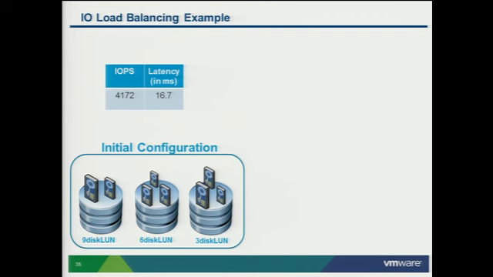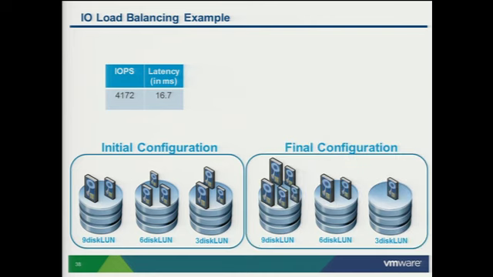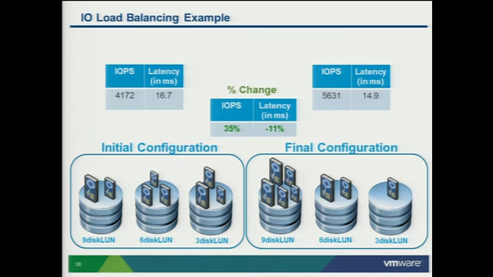Storage DRS determines from this information that the right thing to do is to move two of the disks from the far right-hand data store and one of the disks from the middle data store to that first data store, because that first data store can handle the additional load without going over the latency threshold. It knows the slope of that line and how these workloads will affect that. This brings the average latency down below the 15 millisecond limit, as well as the per data store latency below that limit, and improves the IOPS to almost 5,700 for the reasons we just discussed, where we're in a sweeter part of the throughput curve. So this is the algorithm.